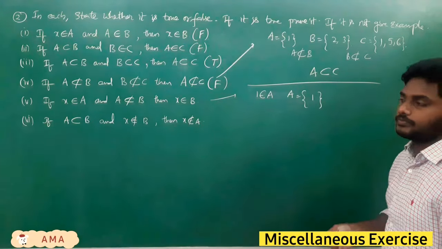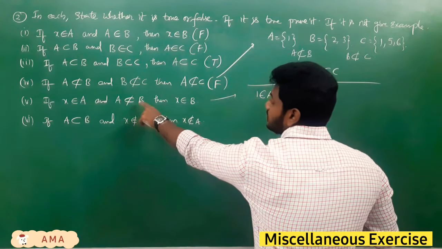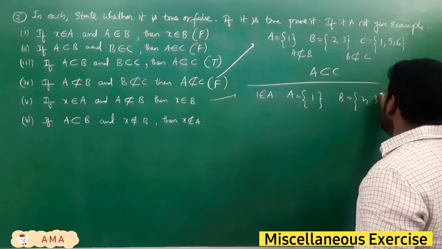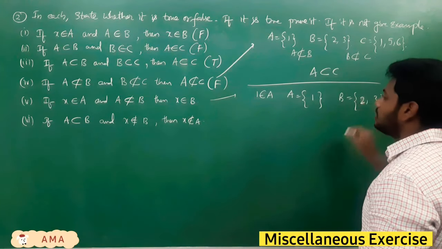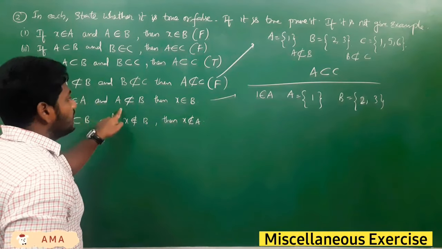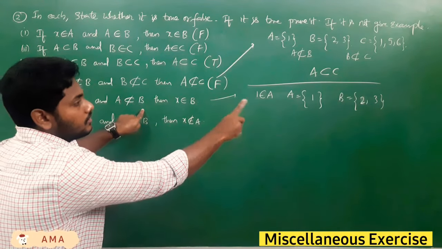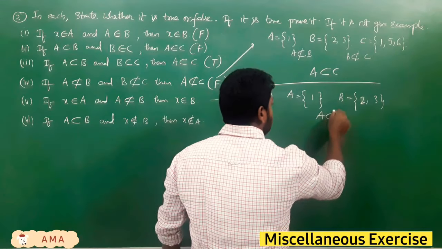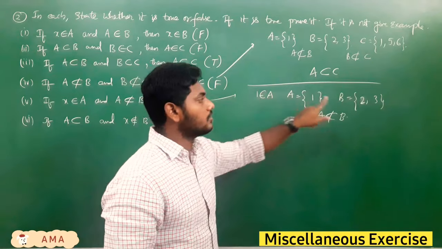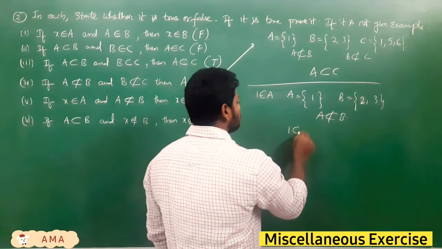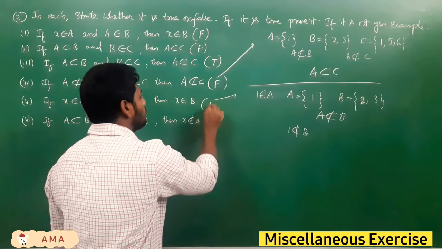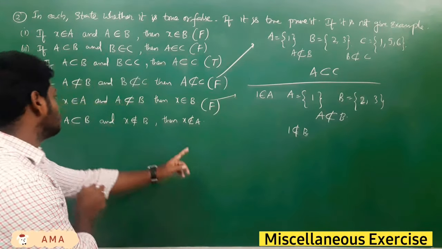1 belongs to A. And the second condition is A not a subset of B. A not a subset of B means B I will consider as {2, 3}. So I consider 1 belongs to A and A not a subset of B. Then does x belong to B? Then the same element 1 also belongs to B? No, 1 does not belong to B here, right? That means this is also false. Next step.